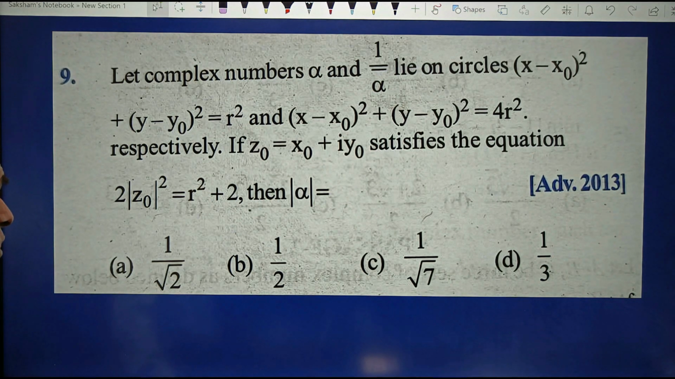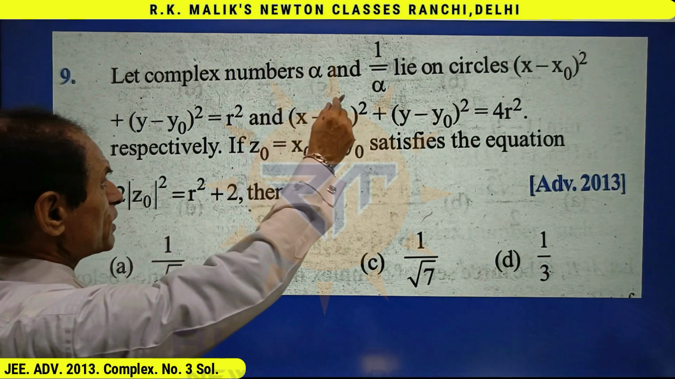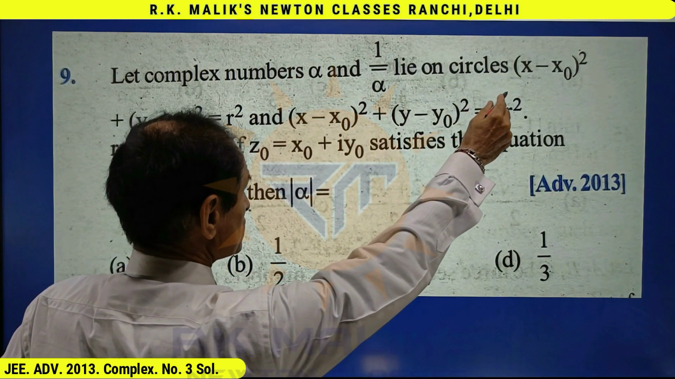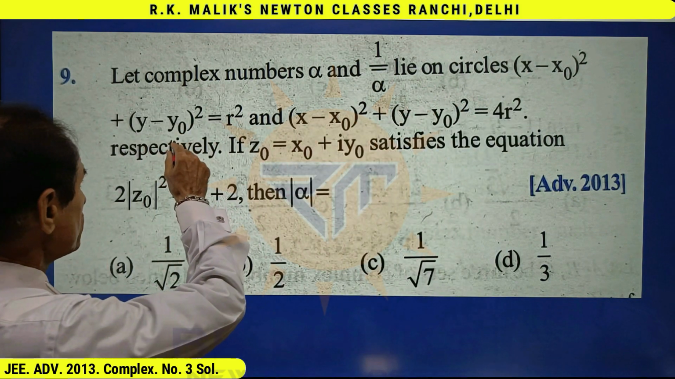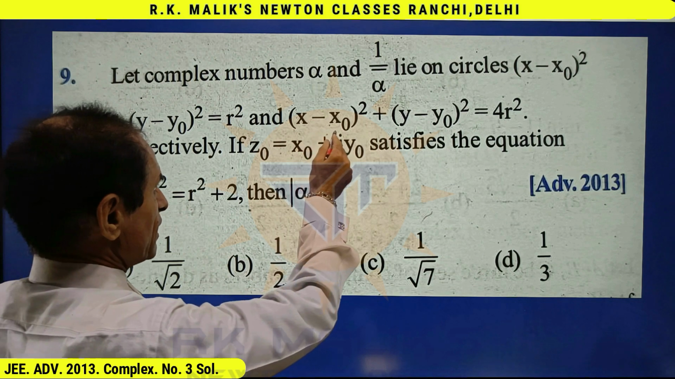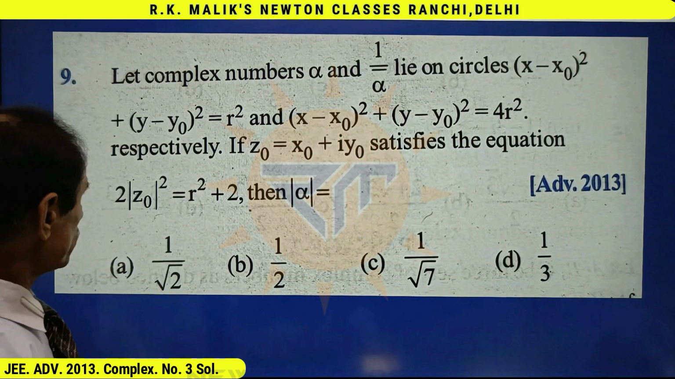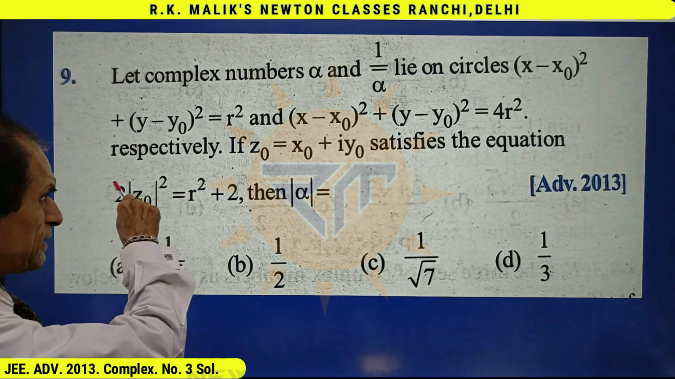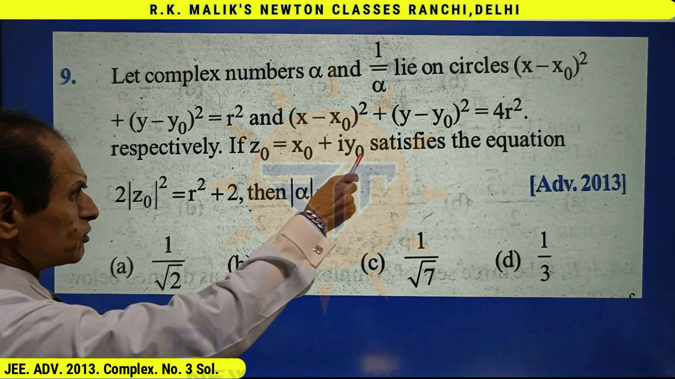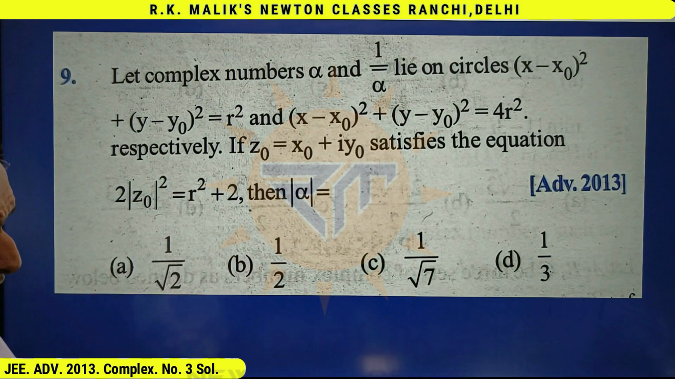In this question, he is saying that let complex numbers alpha and 1 upon alpha bar lie on the circles (x minus x0)² plus (y minus y0)² equal to r² and (x minus x0)² plus (y minus y0)² equal to 4r² respectively. If z0 equal to x0 plus iy0 satisfies the equation this, then mod of alpha is equal to.